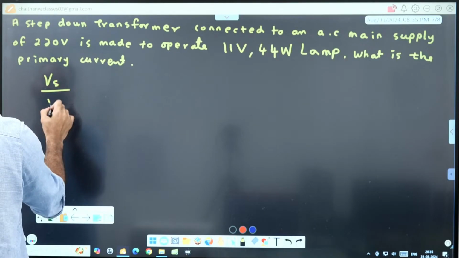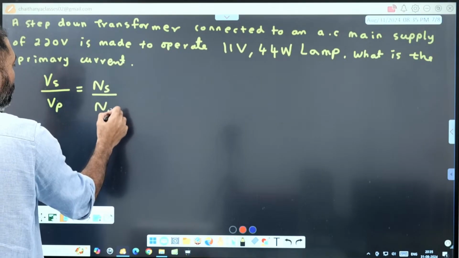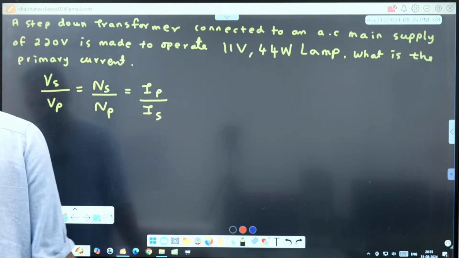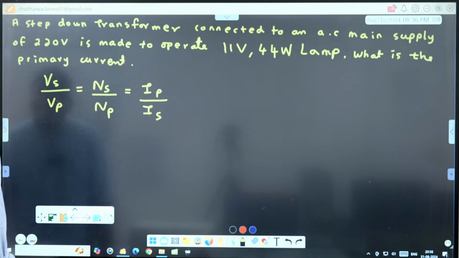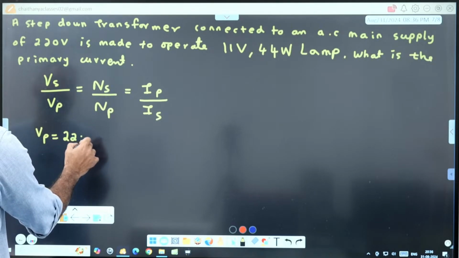Now, I hope you remember the transformer equation. Vs by Vp is equal to Ns by Np is equal to Ip by Is. Remember this equation. So step down transformer connected to an AC main supply of 220 volt. So primary voltage Vp is equal to 220 volt.